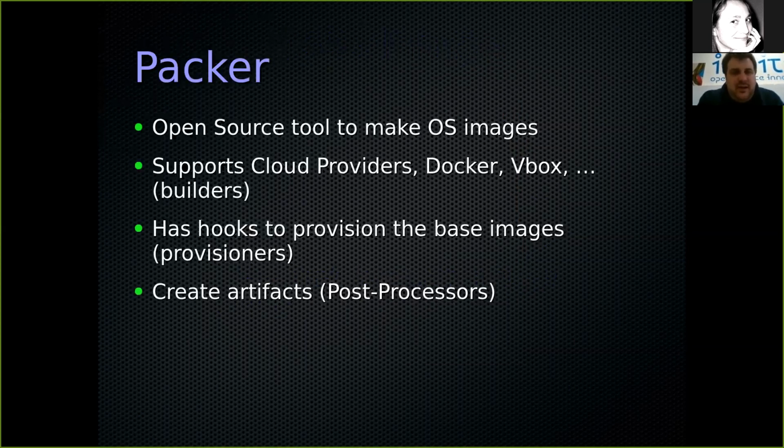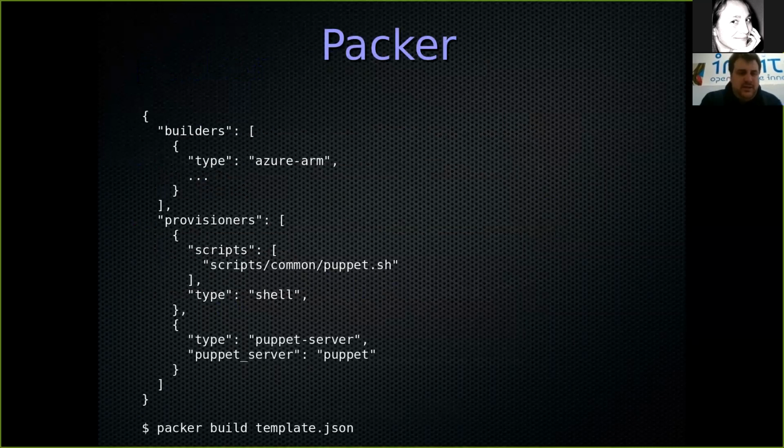HashiCorp provides a very nice open source tool called Packer for this. It supports multiple cloud providers. It provides multiple local virtualization tools, and it allows many hooks to post and install stuff. Then it can create artifacts with post-processors, which you can then upload either to your VMware or to Azure or AWS. So let's have a look what that looks like.